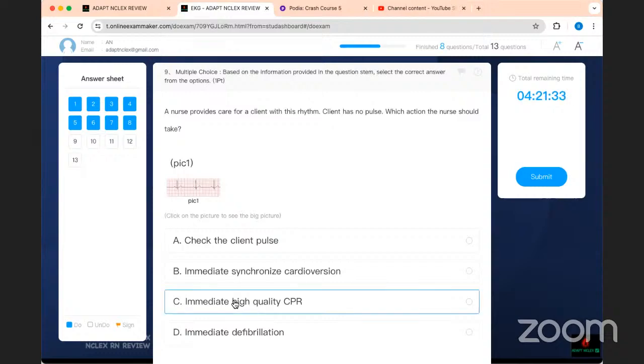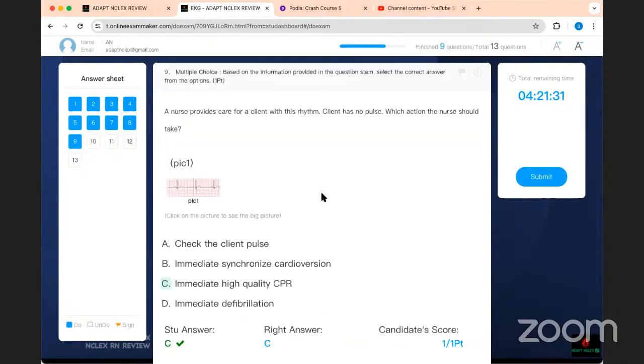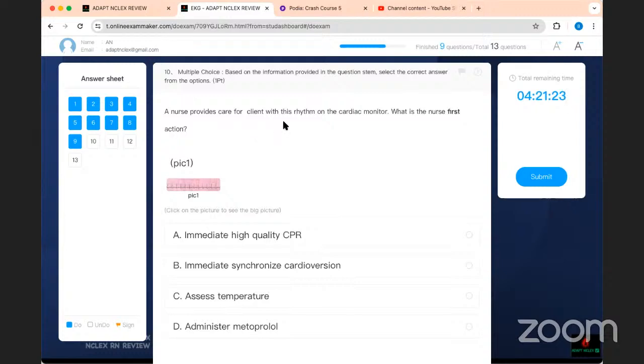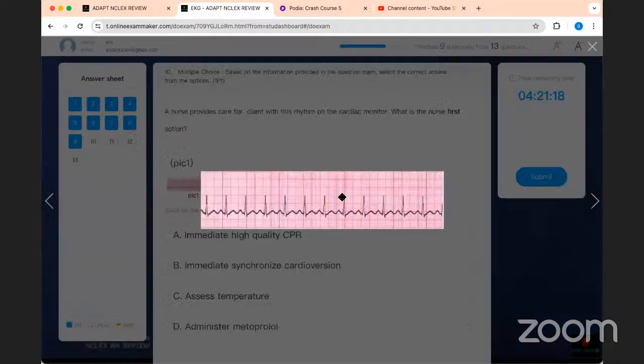Okay. Let's provide care for clients with this rhythm on the cardiac monitor. What is the next first action? What do you see?